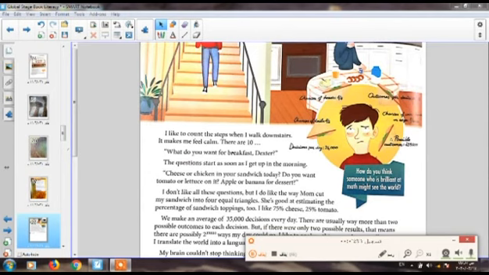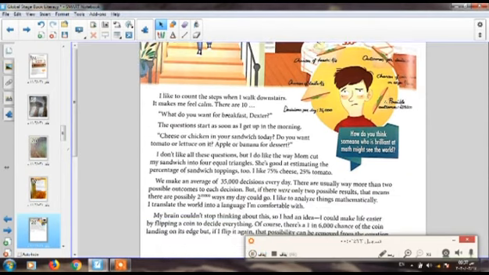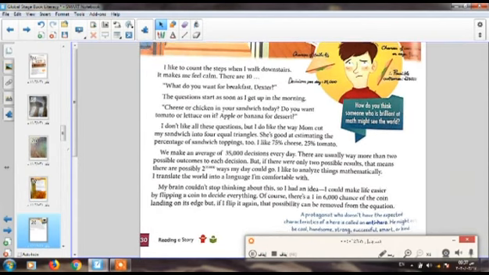And then after this, we make an average of 35,000 decisions every day. There are usually way more than 2 possible outcomes to each decision. But if there were only 2 possible results, that means that there are possibly 2 to the power of 35,000 ways my day could go. I like to analyze things mathematically. I translate the world into a language I'm comfortable with.